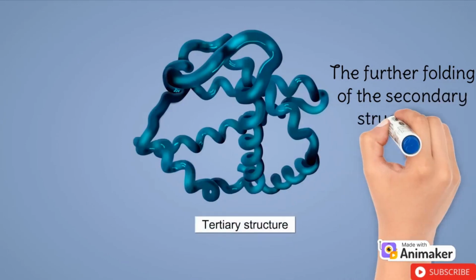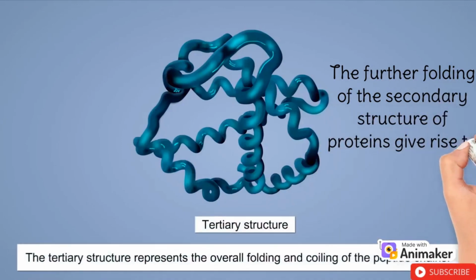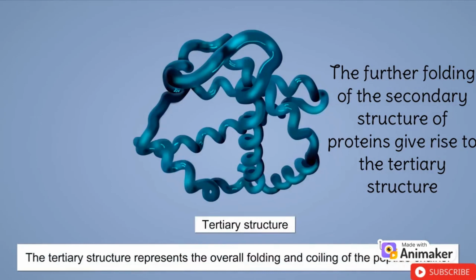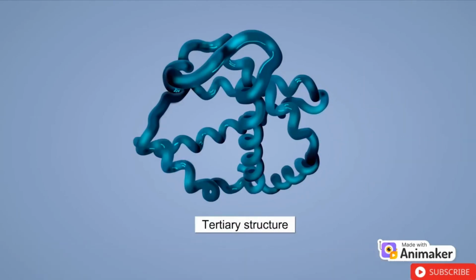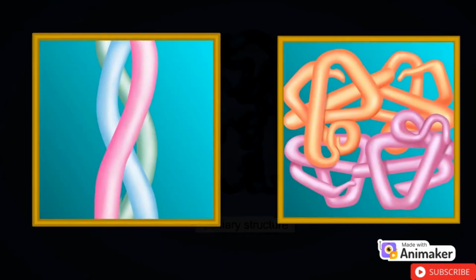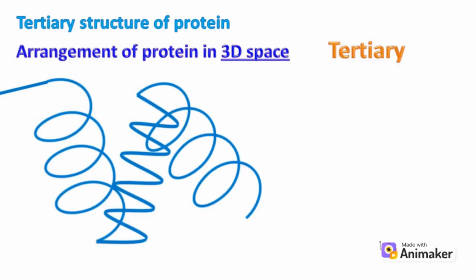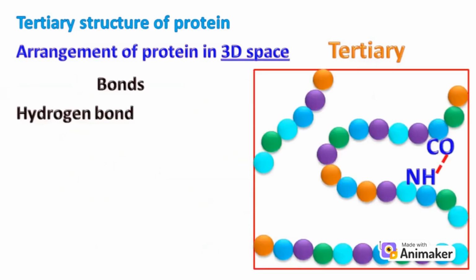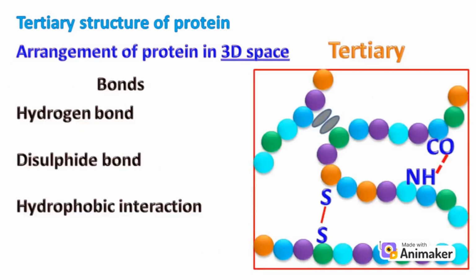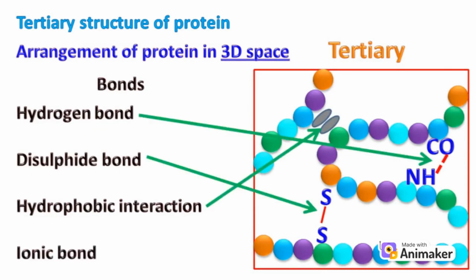The further folding of the secondary structure gives rise to the tertiary structure of proteins. Therefore, the tertiary structure represents the overall folding and coiling of the peptide chains. It is the tertiary structure of protein that gives a geometric shape to the protein, which can be fibrous or globular. The tertiary structure may have other bonds such as disulfide bonds, hydrophobic interactions, and ionic bonds. We can use biological enzymes as our example, as they contain these bonds.